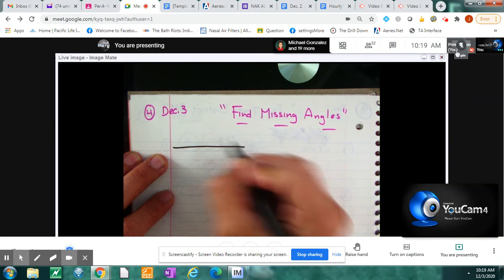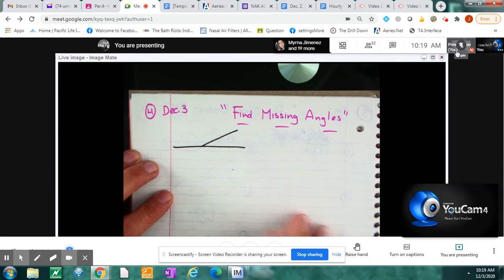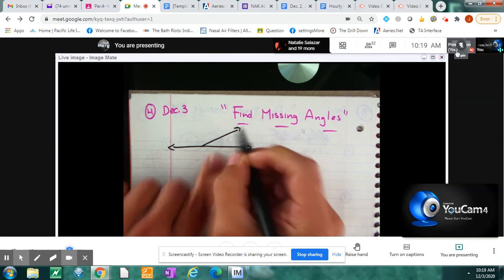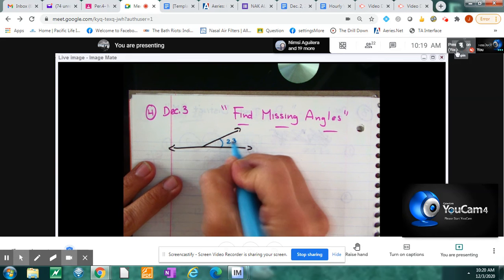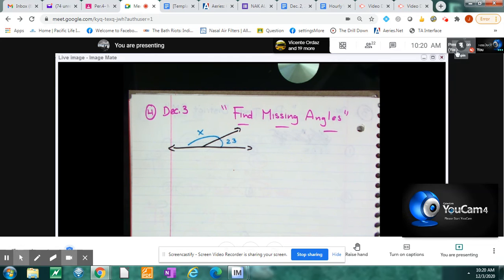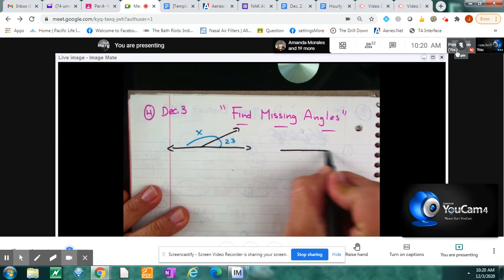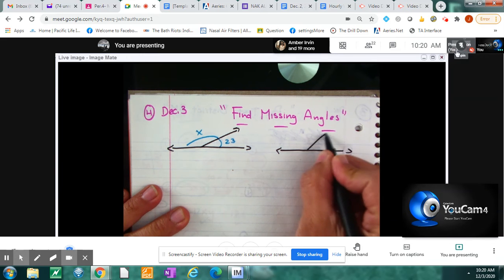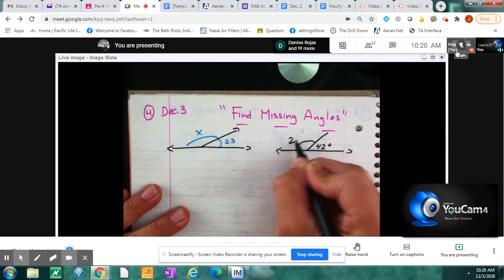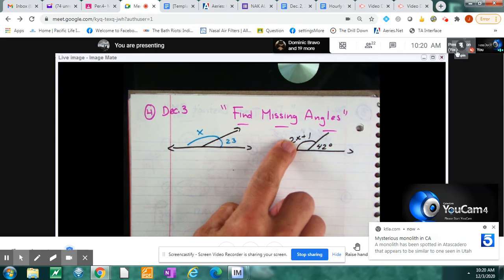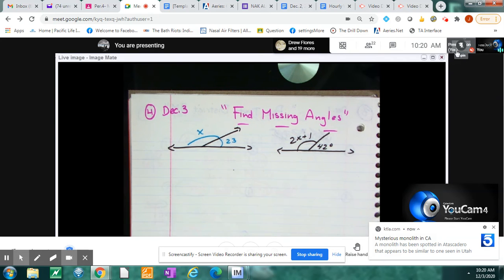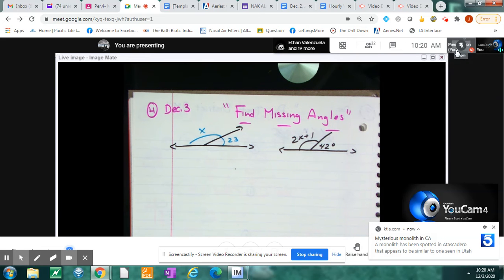So if you have something like this, and I say from here to here is, let's say, 23 degrees, well, what's the rest? I don't know, right? If I give you a problem like this, and I say this is 42 degrees, what's this if this is 2x plus 1? So you have x, 23, and then what if this is 2x plus 1 and this side is 42? What is your x? What is this side? That's kind of what we're going to be doing.